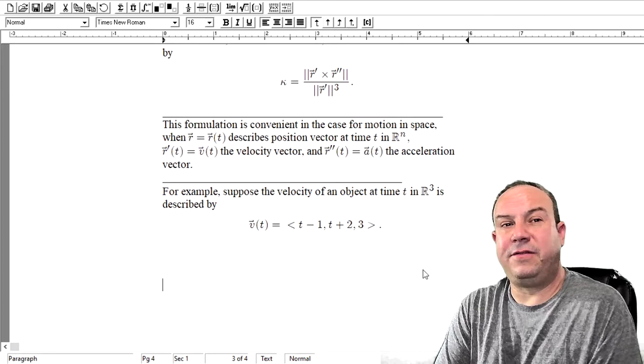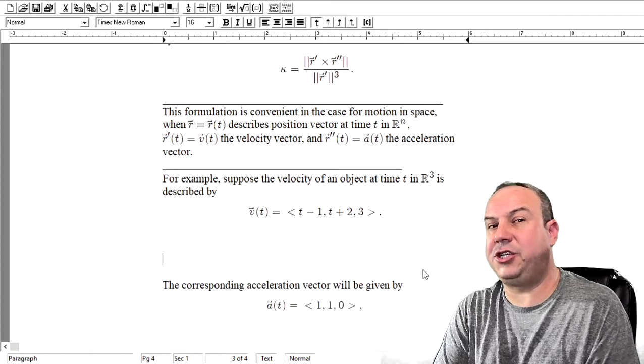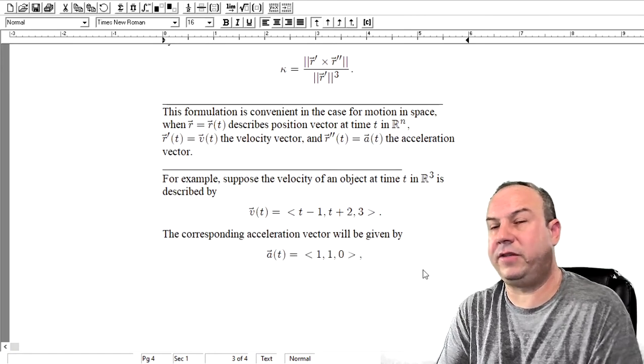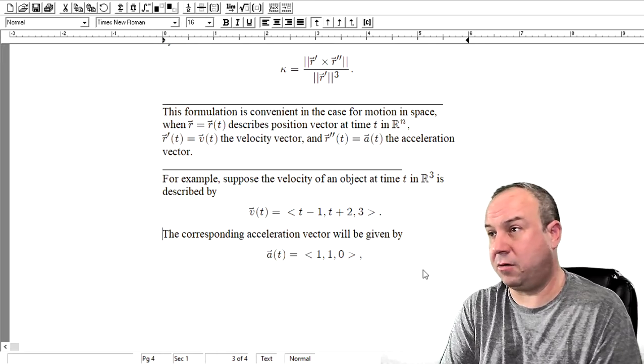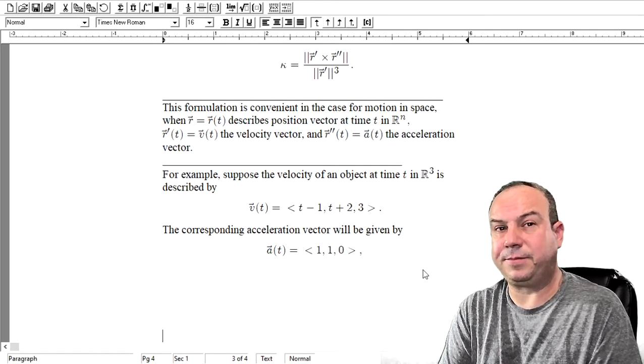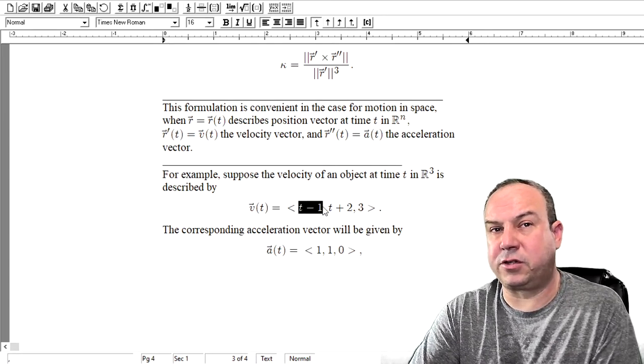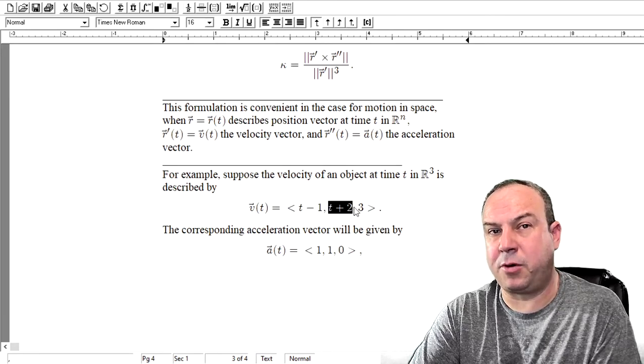All right. Note, what is acceleration? Well, the first derivative is going to be the vector 1, 1, 0 for v bar of t. The derivative of this first component is 1. The derivative of the second component is 1. The derivative of this constant for the third component is 0.